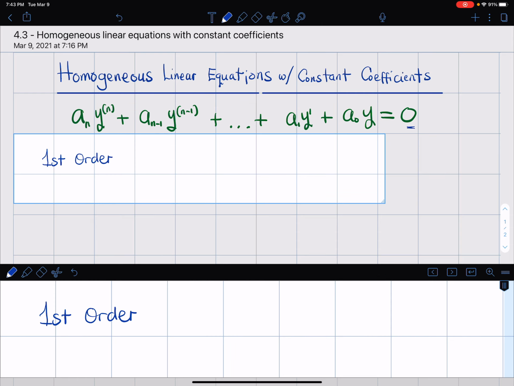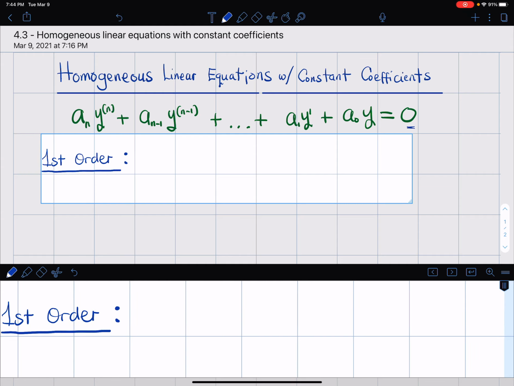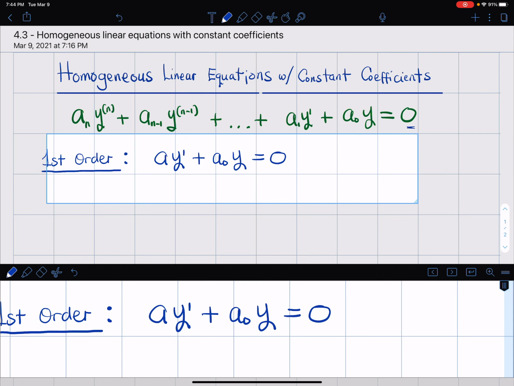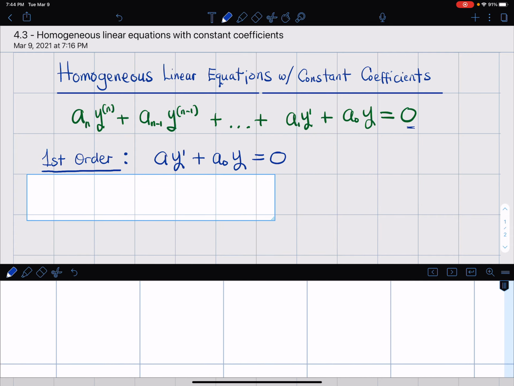All right, let's start with the first order. So a first order constant coefficient homogeneous equation would look like this: a1 y prime plus a0 y is equal to 0. We've solved this before. This is a first order equation, and we know how to solve it. It's linear, and at the same time, it's also separable. So maybe we should just solve it as a separable linear equation.